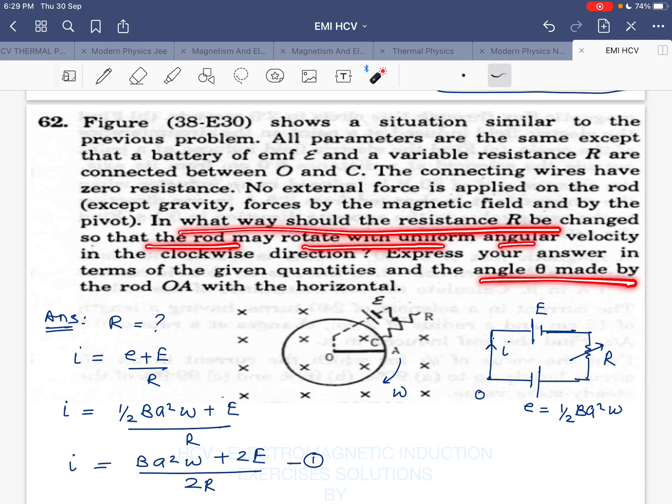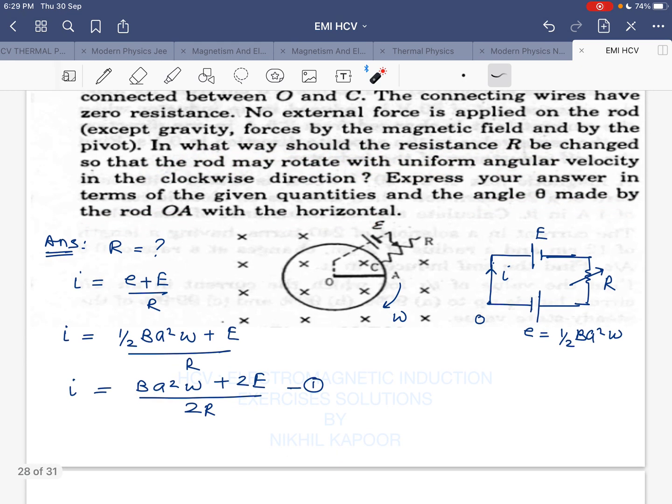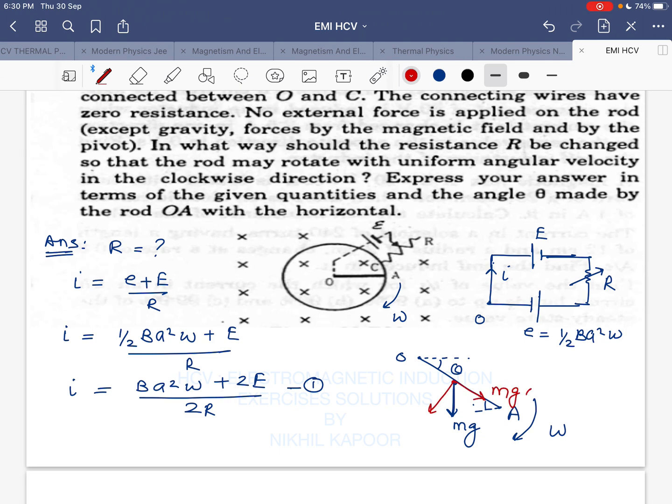They said theta is made by the rod with the horizontal, not with the vertical. So if I only draw the FBD of OA rod, this is our rod OA. We are not applying any external force, but we need to keep this moving. There is no need of external force because the weight mg of the rod is already the external force which will help us. If the rod is making an angle theta with the horizontal, then I should resolve this mg in two parts, perpendicular to the rod and along the rod. Along the rod it will be mg cos theta, and perpendicular to the rod it will be mg sin theta, because the angle is with the horizontal, so it is like an inclined plane.